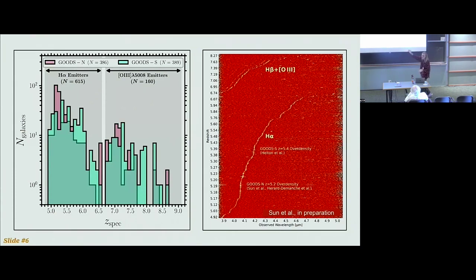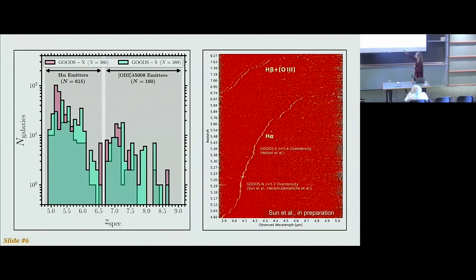775 galaxies between redshift 4.9 and 8.9. The redshift histogram on the left shows the GOODS-North ones, nearly 400 of them in red, and nearly 400 in GOODS-South as well. There are 615 H-alpha emitters and 160 [O III] 5008 emitters, and the way we found these spectroscopic redshifts is with the imaging. We have good photometric redshifts. We identified a single emission line in most cases at 3 sigma, either H-alpha or [O III].